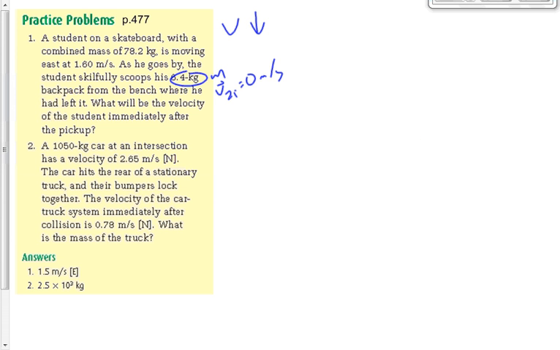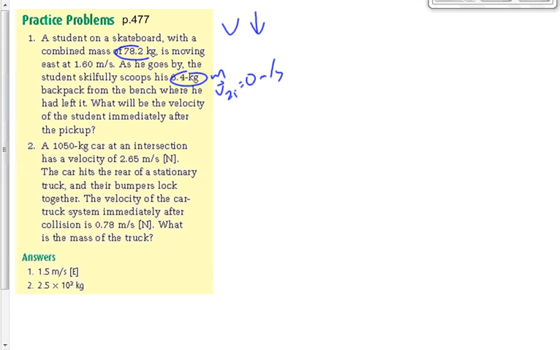Okay, one more little thing that I wanted to draw attention to myself, at least, as I read through this. It says a student on a skateboard with a combined mass of 78.2 kilograms. Sometimes we see those words, student and skateboard, and we want to think two objects, right? Because it's describing two objects. It's not really describing two objects, though. Okay, what do we know about the student and the skateboard? Well, we know they have a combined mass of 78.2, and we also know that the student and the skateboard are together for the entire problem. Student's not jumping off the skateboard, student's not jumping on the skateboard, they're together for the entire problem. So you know what? Let's just call them one object.